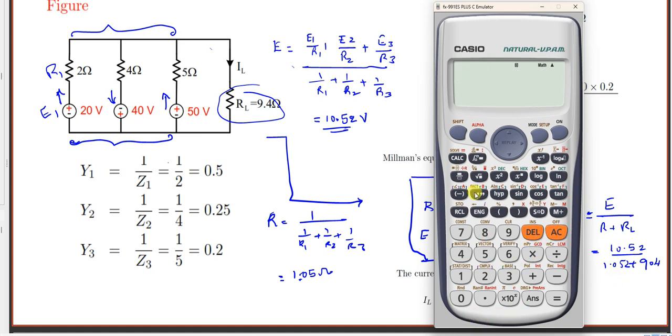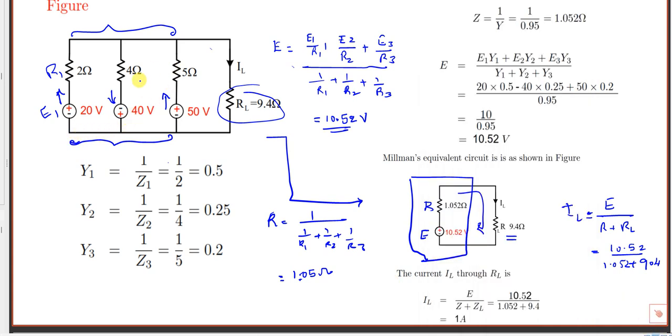Or you can use this also, 10.52 divided by 1.052 plus 9.4. So in both cases, the answer is 1.00. So the answer is 1 amp. You can write the answer as 1 amp. So it is very easy. Easily you will get 8 marks if they ask a DC network question, you can easily solve it.